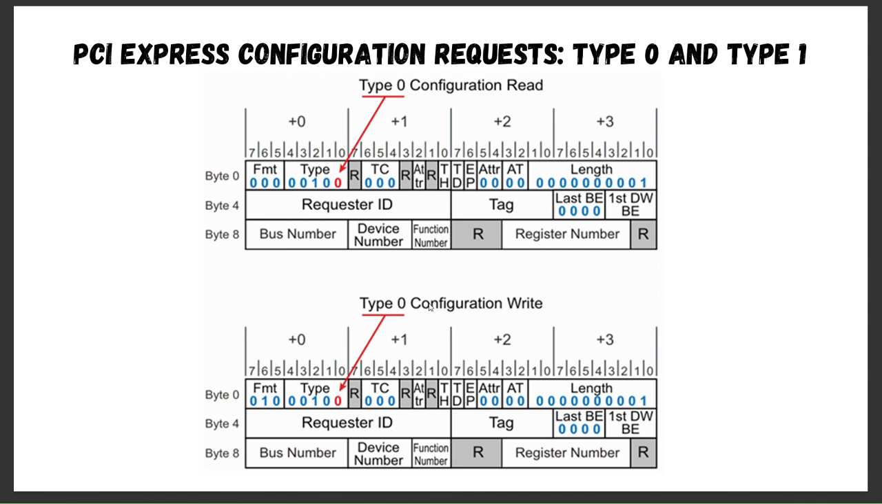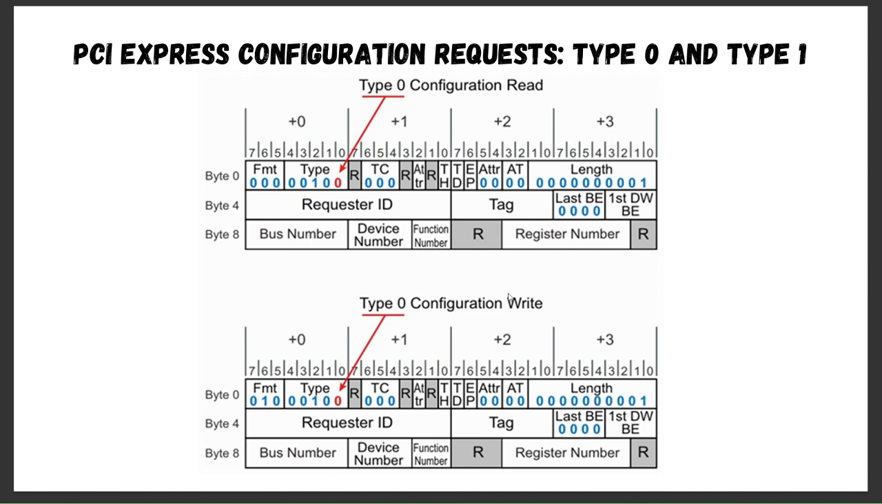So what is the format of the type 0 configuration request header? As you can see here is the type field. The type field is 00100, indicating a type 0 request. The format field specifies whether the request is a read or a write.